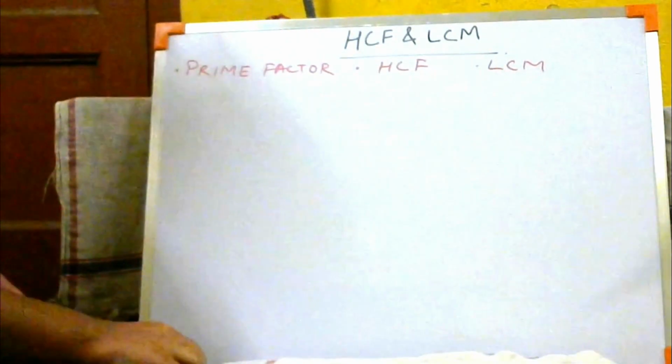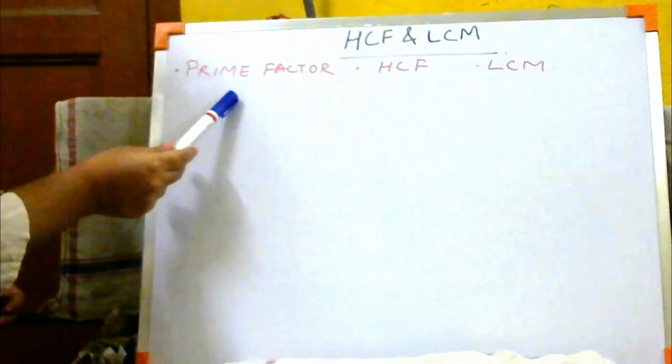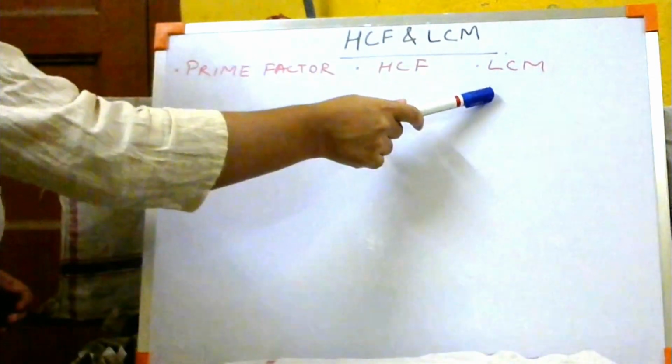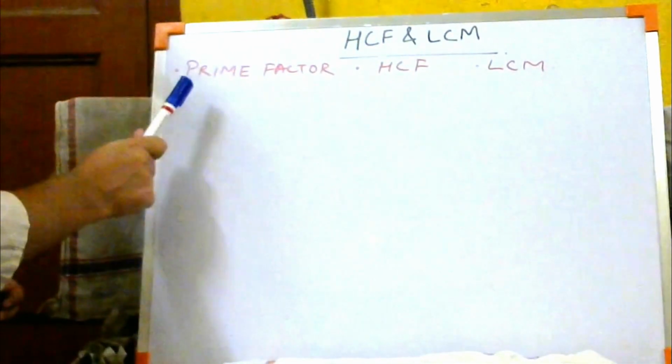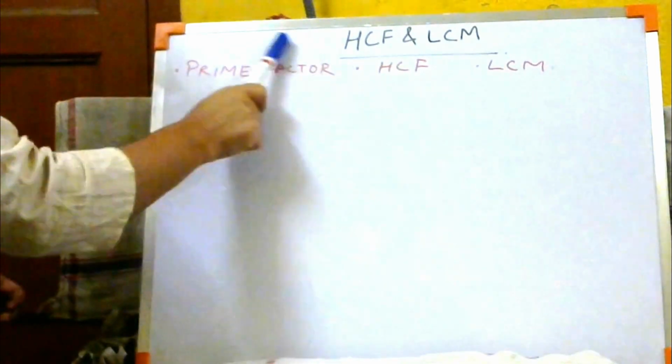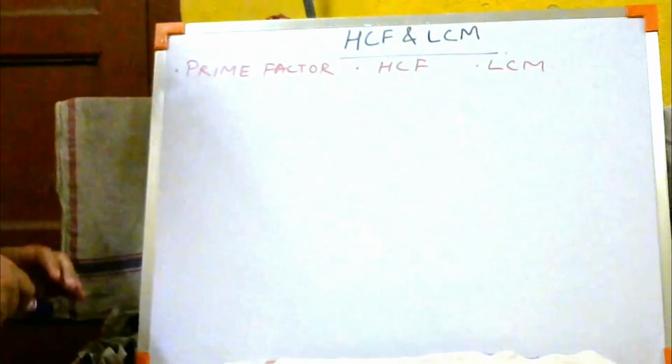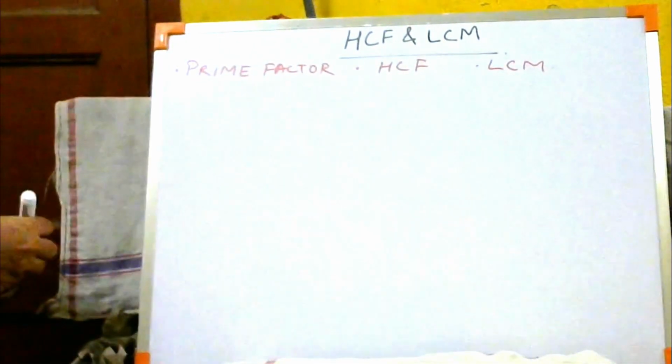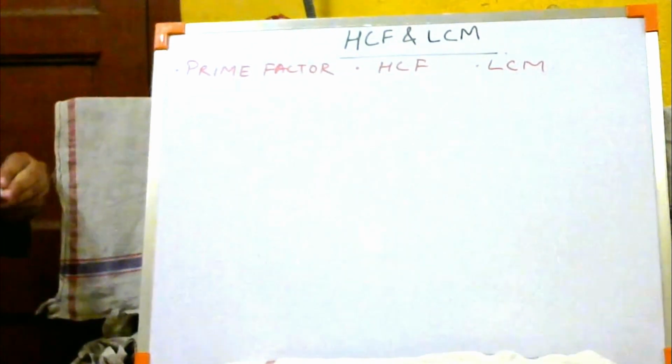In this chapter, we are going to learn about three things. One is the prime factor, then the HCF, and then the LCM. Now, first part is the prime factor. So let us first study about prime factor. Now, what is actually prime factor? What do you mean by prime factor? So let us see one example.